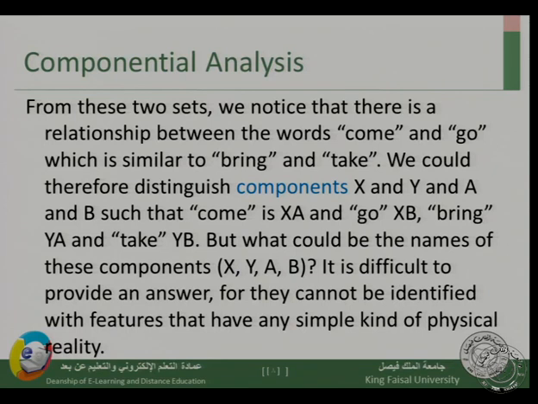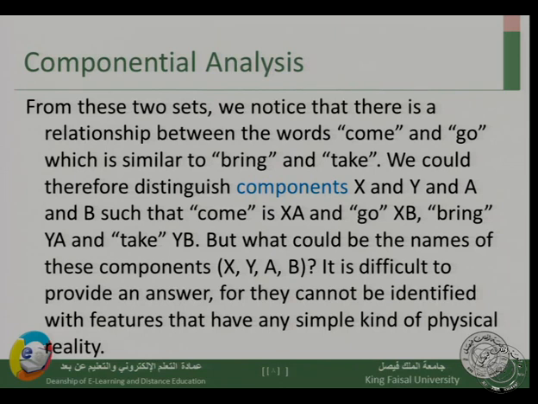So before we give them names, we can say there are supposed components, which are X, Y, A, and B. We still don't have names for them, so we give them symbols like X, Y, A, B, similar to Sin and Sad in Arabic. When you do mathematics, you say Sin, Sad. In English, we say X, Y, and we can also use A and B to give them symbols, and then we name the components if we can. So come, we say, is XA, and go is XB.